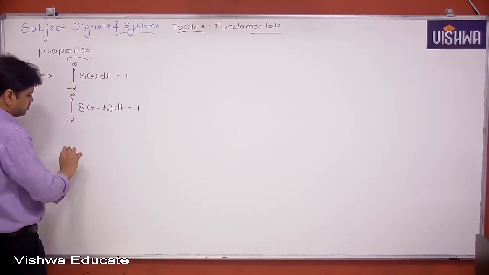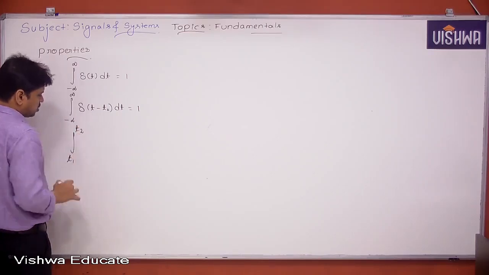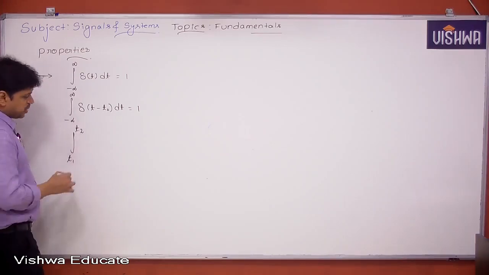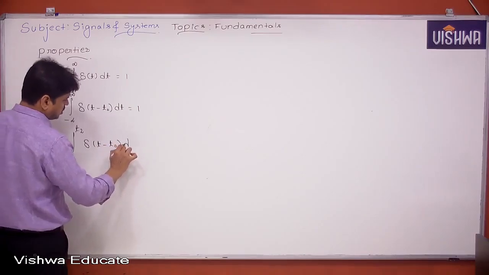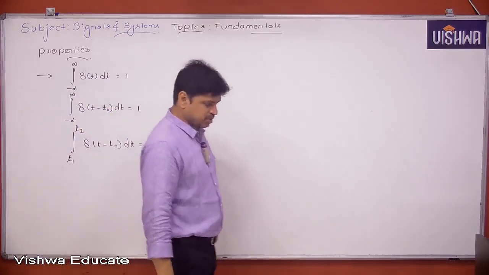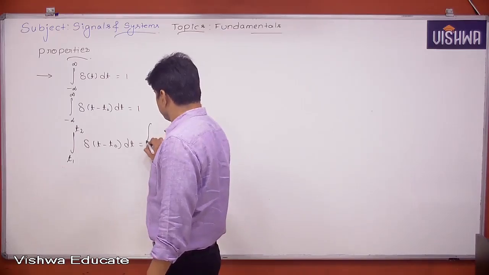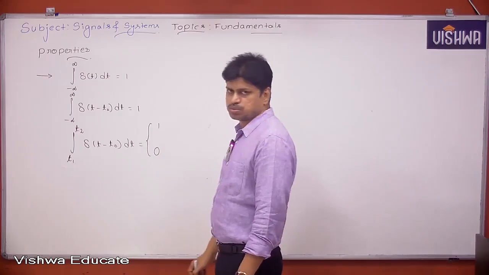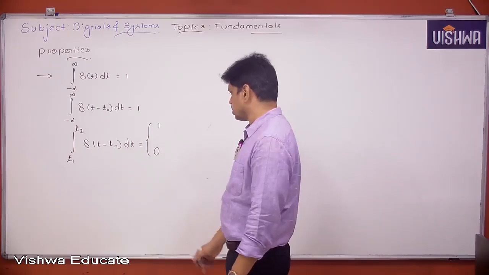Suppose I ask the integral from t1 to t2, so not infinite limits, I have taken only particular limits, t1 and t2, of delta(t minus t naught) dt. What is the answer you are expecting in this case? Many people will say 1, but my answer is it may be 1, it may be 0. We cannot be sure. Based on what can we say its value is equal to 1 or equal to 0? Try to understand.